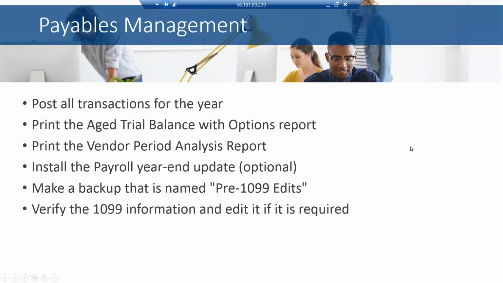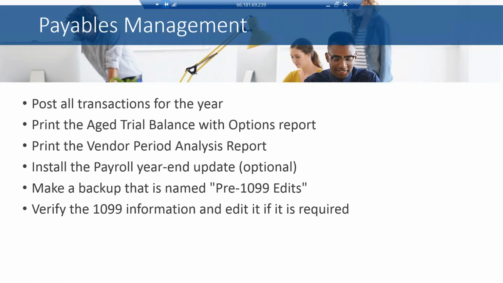All right, so then if we move into the payables checklist, we want to make sure that we post all the transactions for the year. We print the aged trial balance with options report. We print the vendor period analysis report, and really the vendor period analysis report is optional.